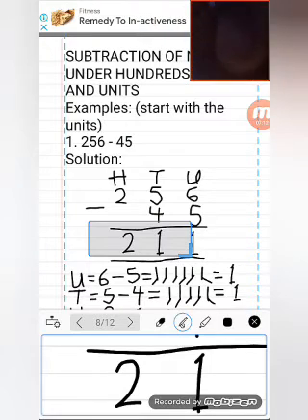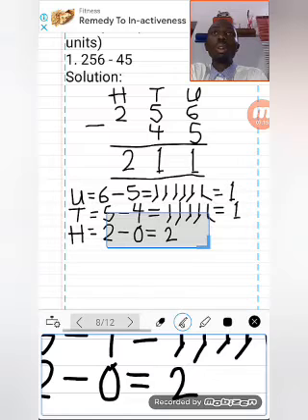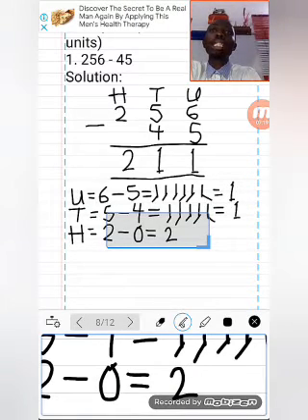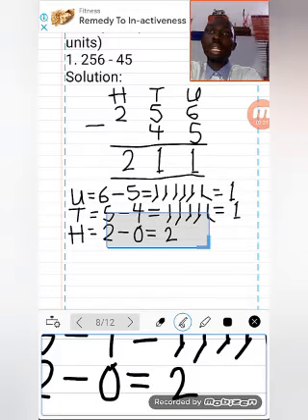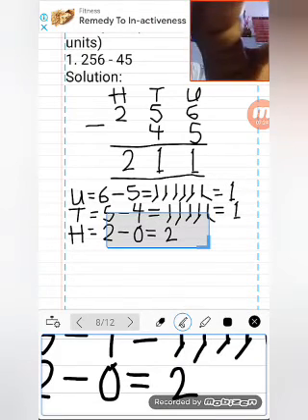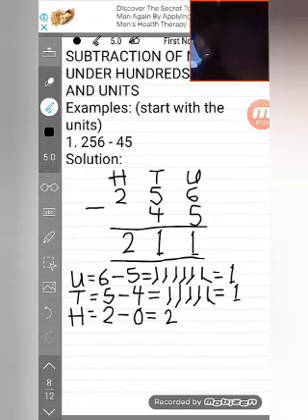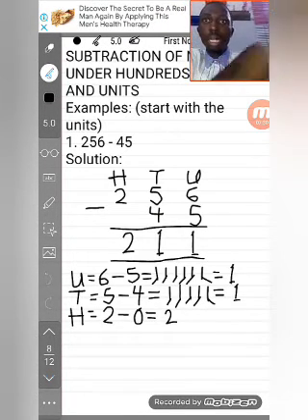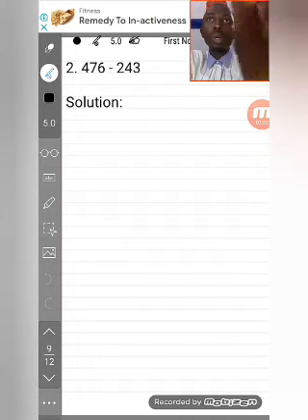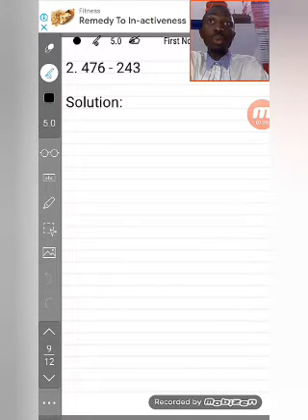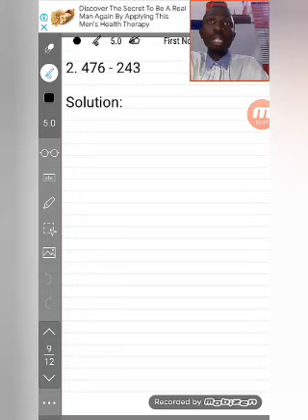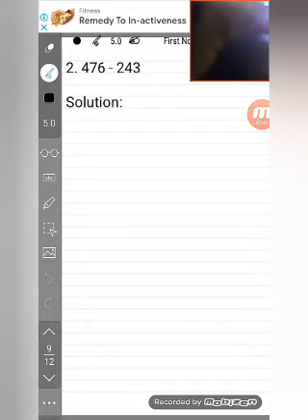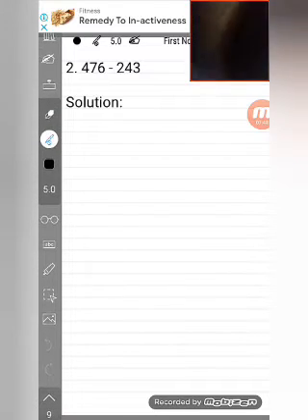We have 256 minus 45 is 211. 211. So let's look at the next example. Let's look at the next example, and that is 476 minus 243. So let's do that quickly.